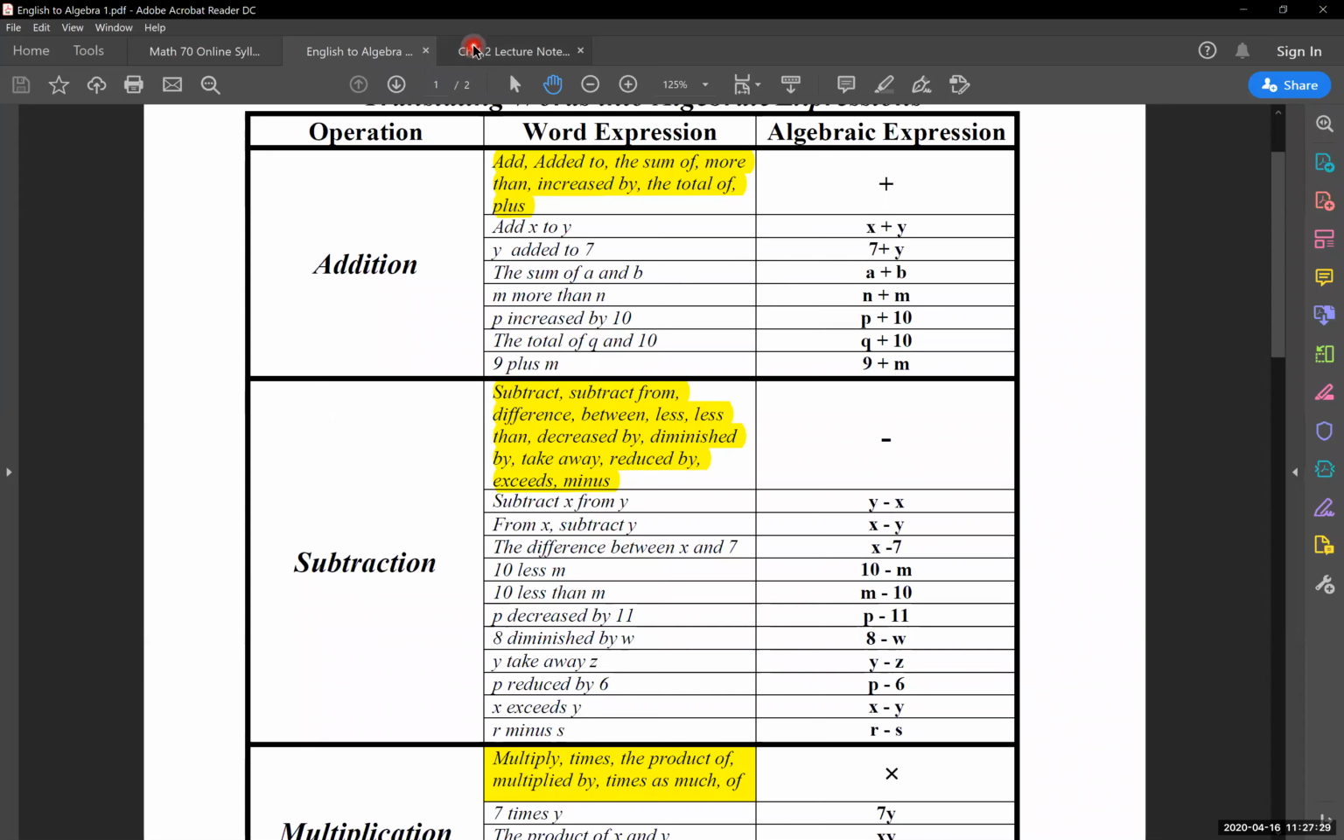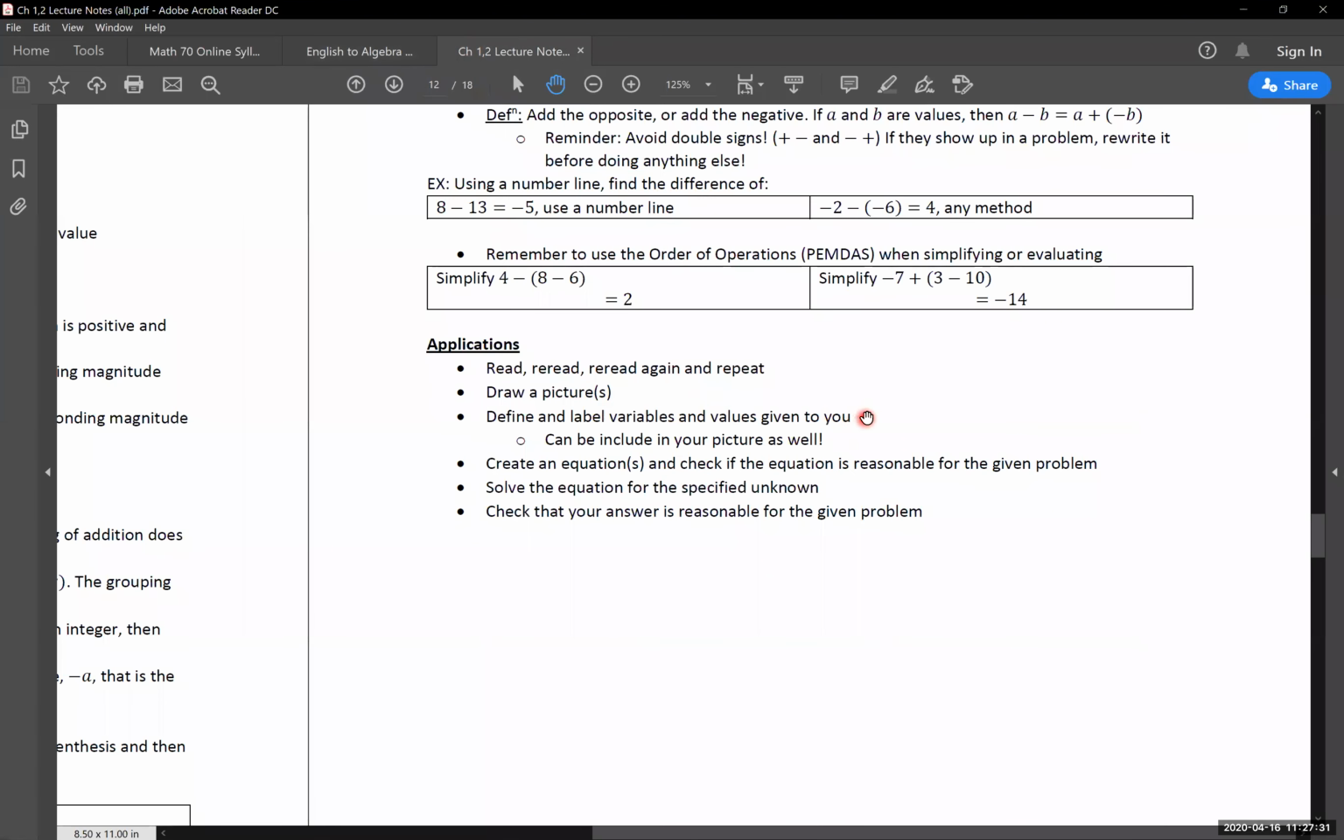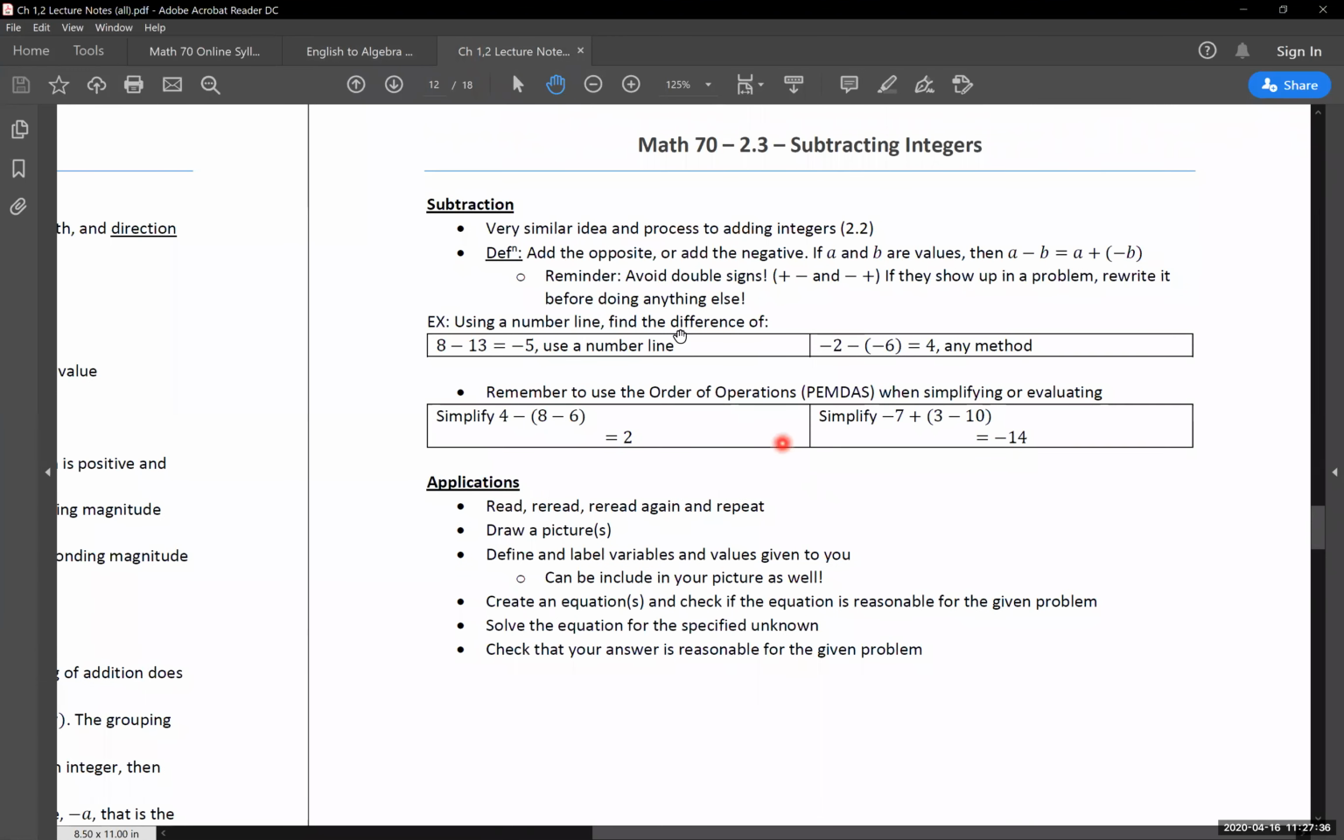So we'll jump back to our lecture notes. And this is pretty much everything that we have for 2.3. It's just a fairly straightforward, I think, addition to what we did in 2.2. No pun intended.